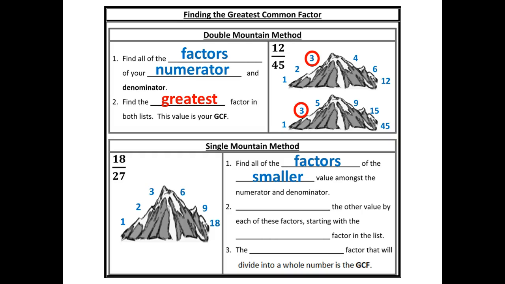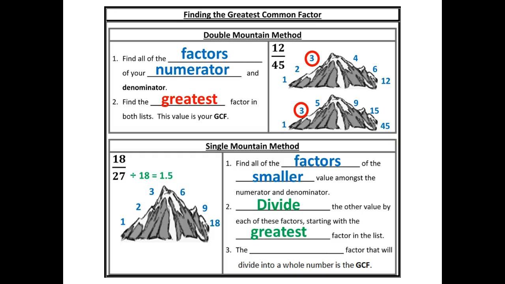Oh, 6 is already on the other side of the mountain, so I found all of my factors in numeric order. Now I'm going to take and divide the other value. So we used 18, now we're going to look at the other value, 27. Divide each of these factors starting with the greatest factor in the list. So I'm going to take 27 divided by 18, decimal.